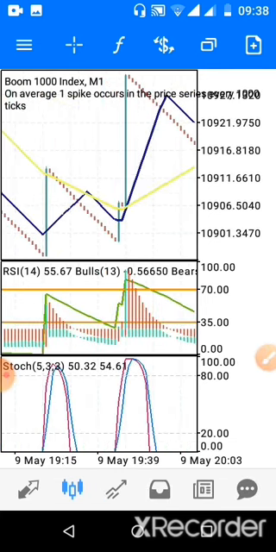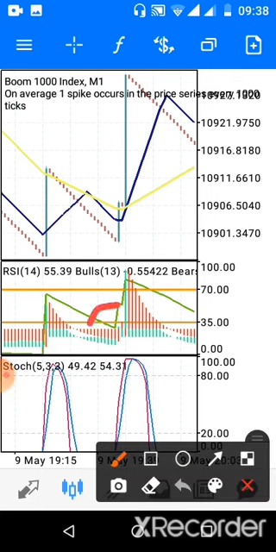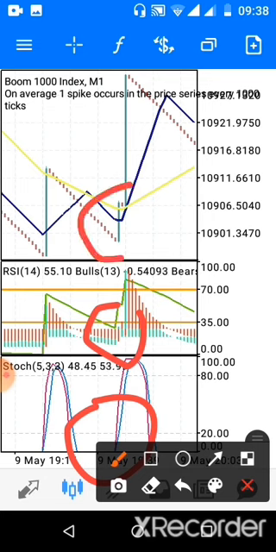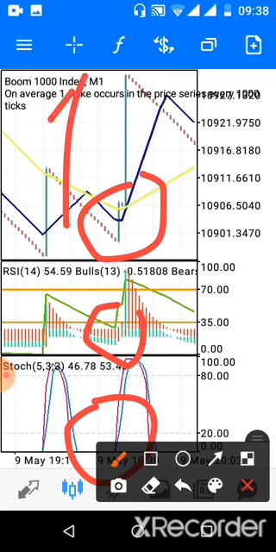Same thing happened here. Immediately the green line touched our 30, we entered. Immediately we saw that the red and the blue line was below the 20, we entered. Immediately we saw that our blue line was about to go above our yellow line. We took our buy on Boom, and look at this spike. Look at how huge this spike is. How many pips is that?